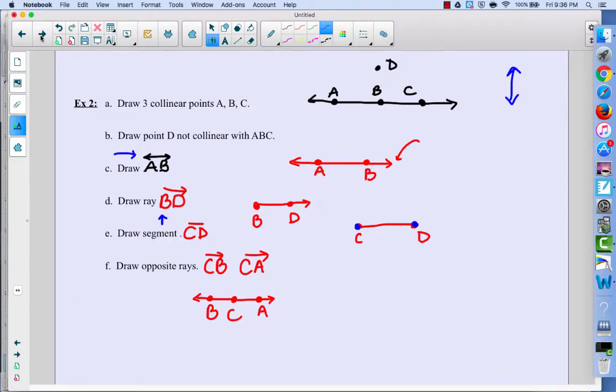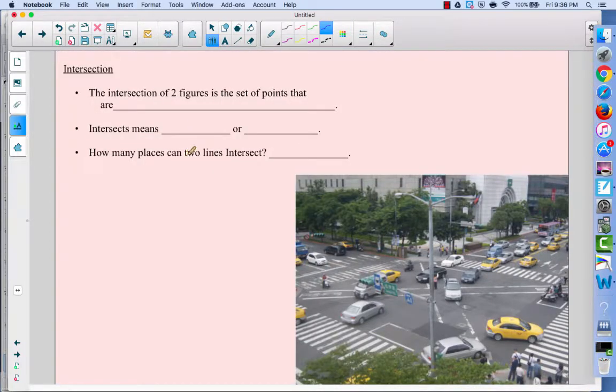All right, a couple more things. Intersection. So this is a term that we're going to be using a lot this year and in algebra. The intersection of two figures is the set of points that are in both figures. Okay, they are in both figures. Intersect really means to meet or to cut through.